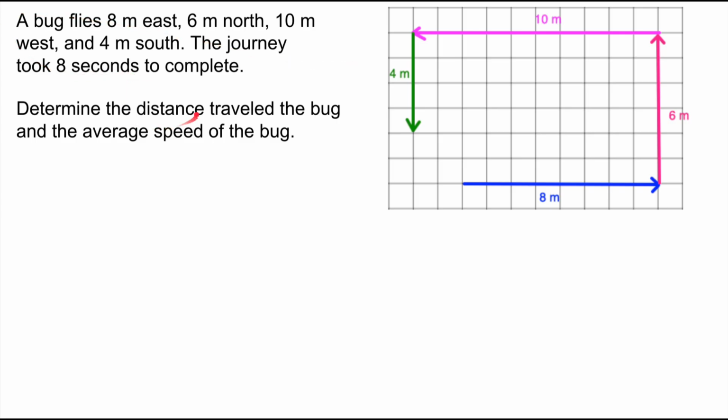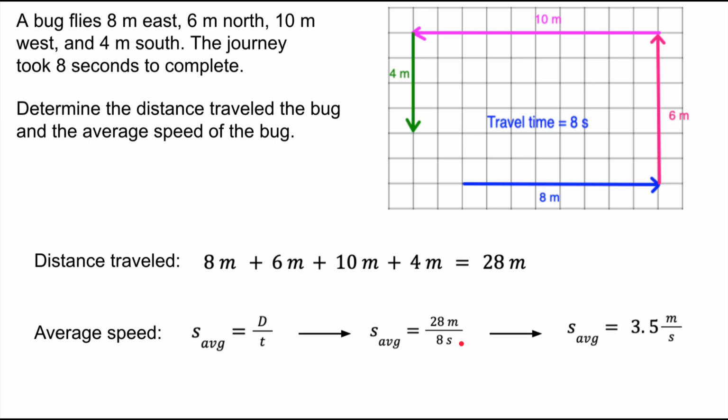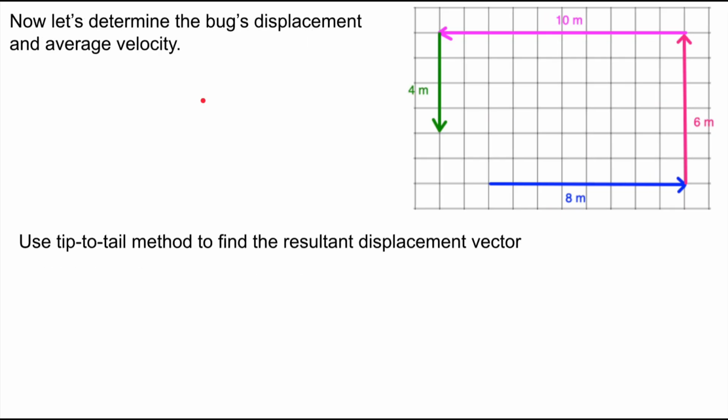So let's determine the distance the bug traveled. Well, to find the distance, all I have to do is sum up all those different segments. So 8 plus 6 plus 10 plus 4, that gives us 28 meters of distance traveled by the bug. And it took 8 seconds, so if I want to find the average speed, I just take the distance traveled and divide it by the time, and I get 28 over 8, and that's going to give me an average speed of 3.5 meters per second, and I don't indicate which way. Obviously, the bug traveled lots of different ways.